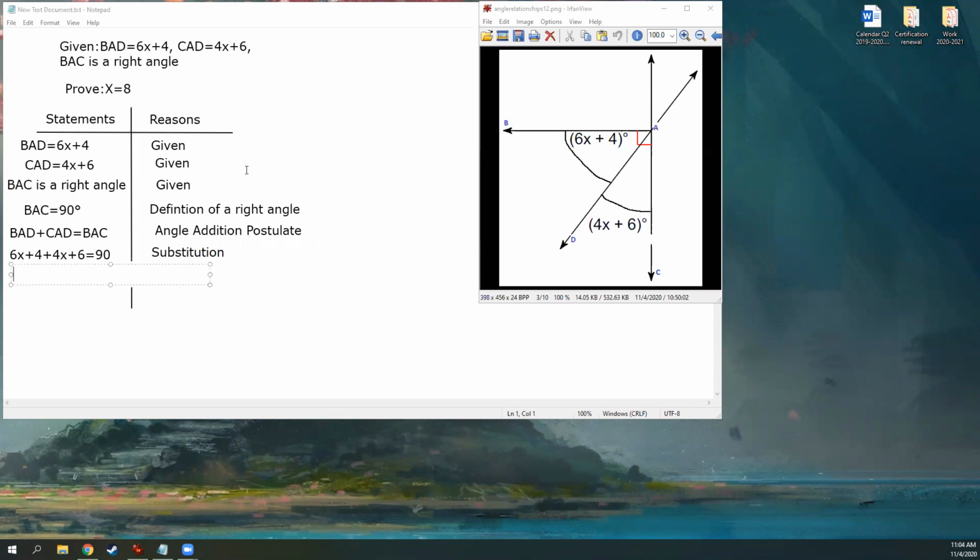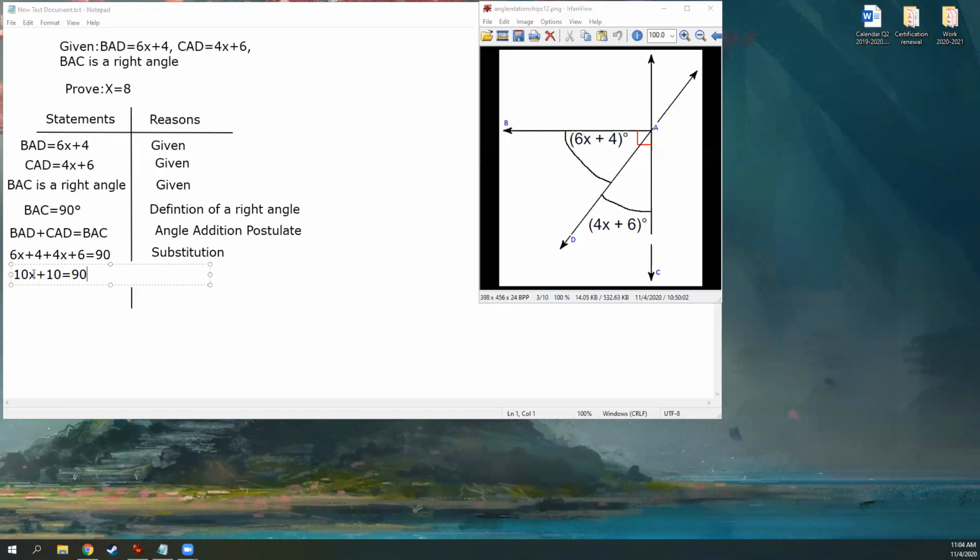There is no showing your work in a proof. You just go to the next statement. So when we combine like terms over here, we're going to get 10x plus 10 equals 90. But that is not what you write down, because all you did was simplify. All you did was take this equation and combine like terms. That is not a step.